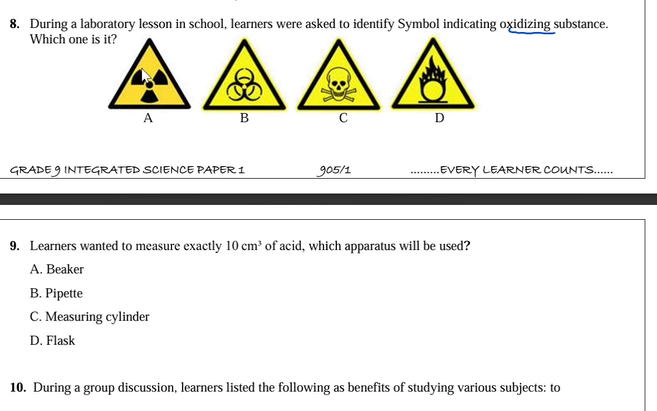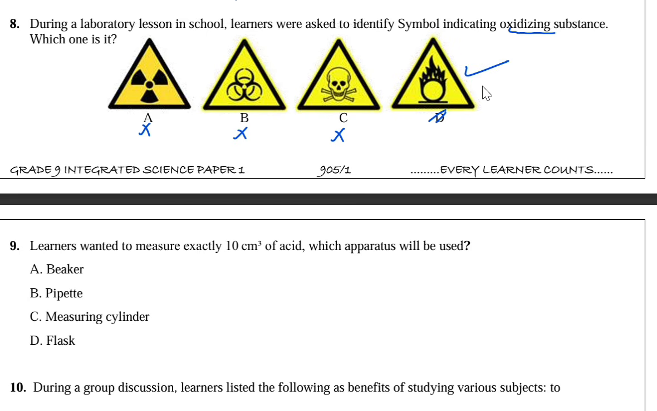So to start with, it is not A. A stands for radioactive substances. Also, it is not B. C is toxic substances. And therefore, the correct option is D. You can see here we have a flame over a circle, which is a standard symbol for oxidizing substances. And therefore, the correct answer is D.